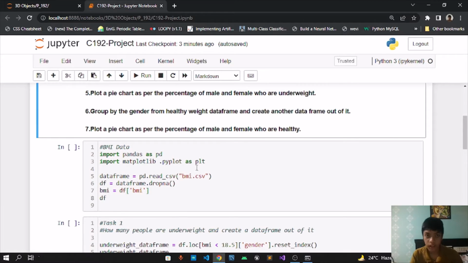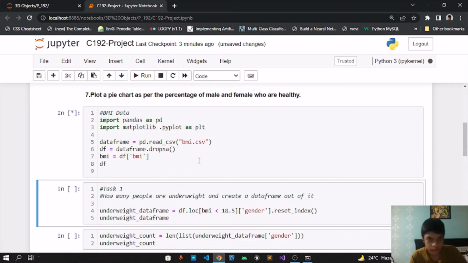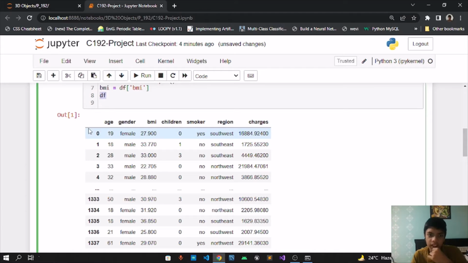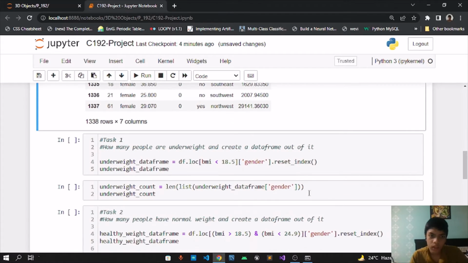So let's load our data set, which is the bmi.csv, and let's give it the time to load the data set here. So our data set is stored in df. So yes, this data set contains the age of the person, the gender, the BMI, number of children, whether he is a smoker, the region in which he lives, like southwest, northeast, and all that, and the charges. I don't know what this charges column means, so we are not going to look so much at this column. And now let's get to our task one.